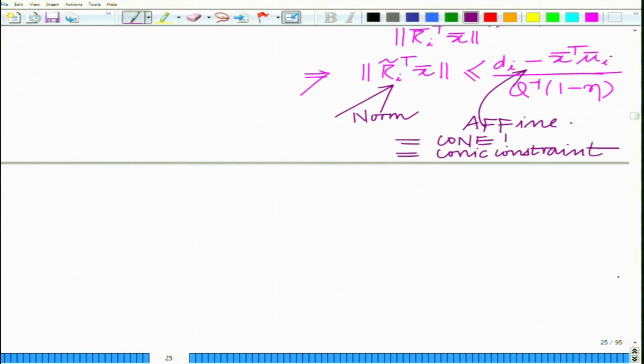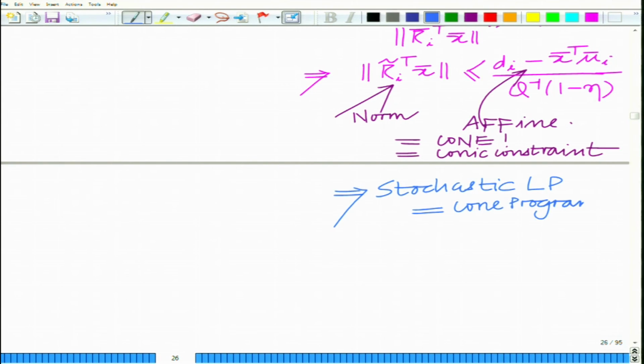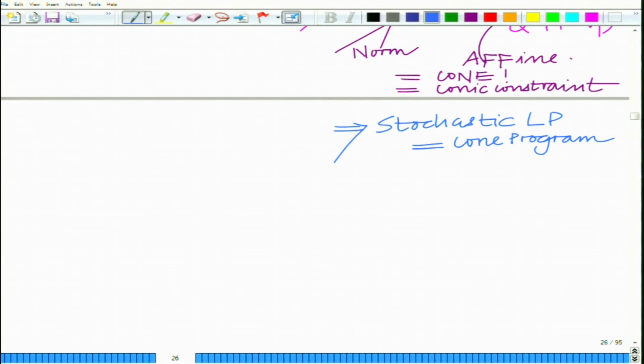So this implies that the robust linear program that we are talking about, the stochastic LP, you can call it the stochastic LP, becomes a cone program. It has conic constraints. Okay. And therefore, now you can formulate this stochastic LP as follows.